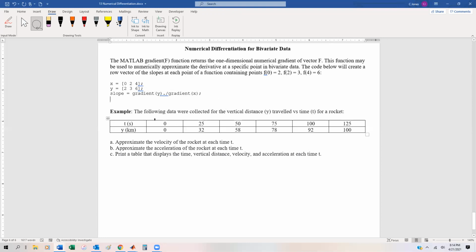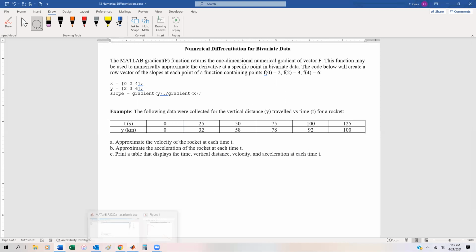So let me show you really quickly what we might actually use this for. Maybe you can't model, but you do have a set of bivariate data. What you could do is find the velocity, which is the first derivative, and the acceleration, which is the second derivative, at each of these points, and then make a table out of it, at each of the different times t.